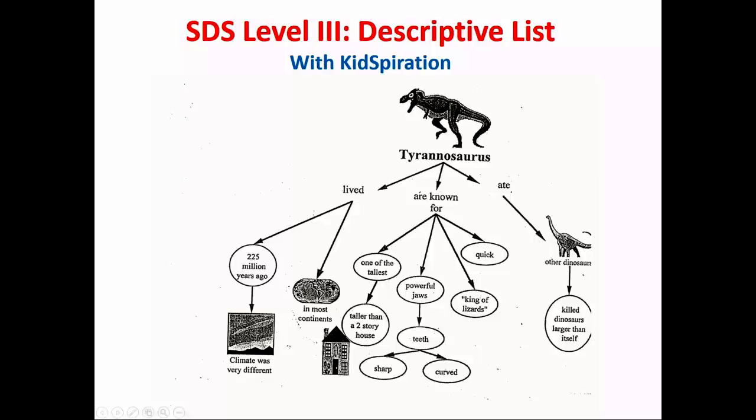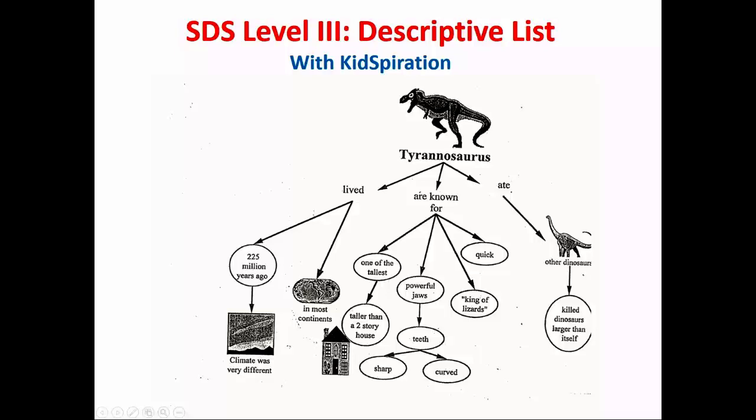Here's another descriptive list that I've done with kids. This one was originally created with Kidspiration, which is just a software program that has pictures that you can insert from their menu into your work. So our topic was Tyrannosaurus Rex. Our main ideas were where he lived, what he's known for, what he ate.